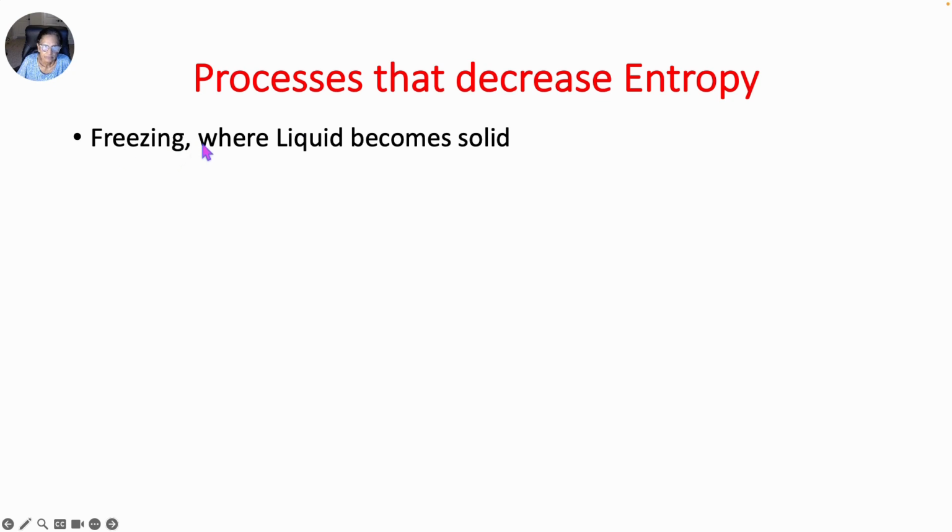The freezing, where liquid becomes solid. Solid, because the particles are arranged in a very orderly manner. The randomness is less, therefore entropy is less. Whereas in liquid, the particles are all scattered, therefore entropy is more. So in freezing, where the liquid becomes solid, entropy decreases.